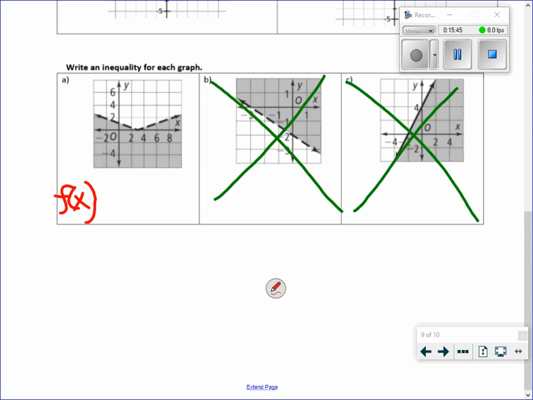So let's think about what inequality symbol we should use here if we have a dashed line and we're shaded below. I already heard it. What was it? Less than. Good. We have a dashed line, we're shaded below, so therefore we're using less than. So now I want to keep thinking about the rest of my equation, right? We do have a compression. So let's figure out what we are compressing by.